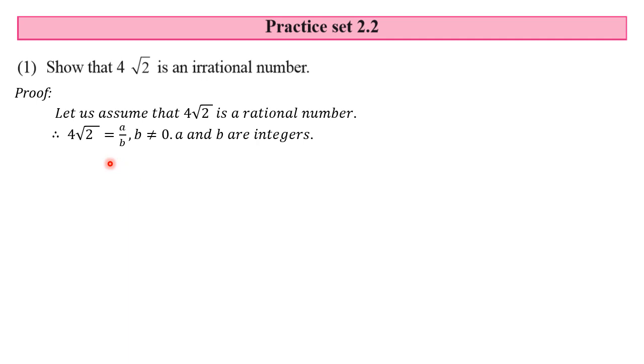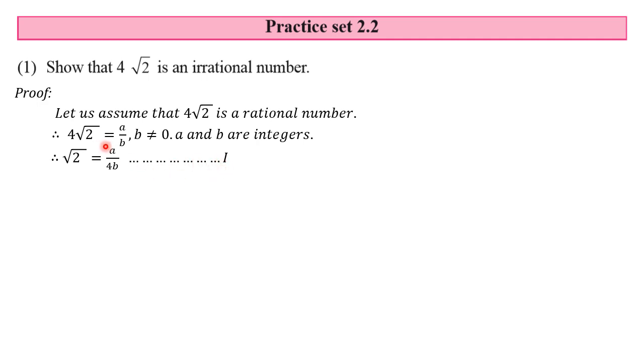Now what we are going to do is change the side. See, this 4 is shifted to the right hand side. So 4, which was in multiplication, came into division, that is, into the denominator. So what can I write? Therefore root 2 is equal to A upon 4B, and number this as 1.